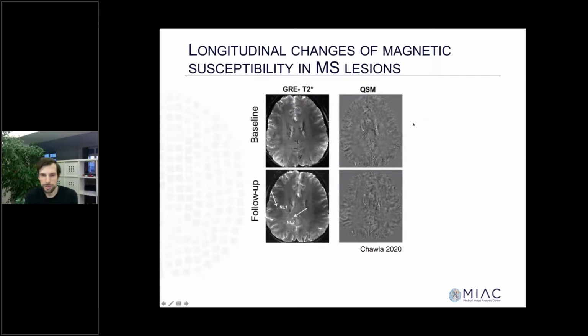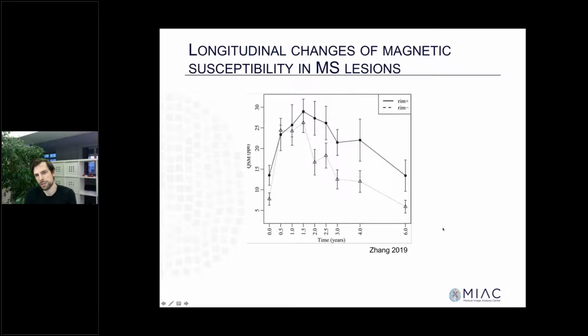New lesions often show specific features on QSM maps. Here you can see 2 new lesions that were not visible at the baseline scan on the top, but are clearly present on the follow-up image on the bottom. And these lesions exhibit high magnetic susceptibility, as shown by a hyperintense QSM signal here. And that's quite characteristic for new lesions.